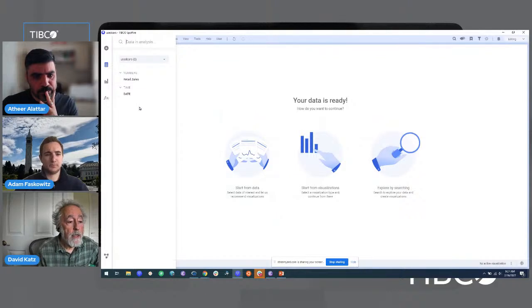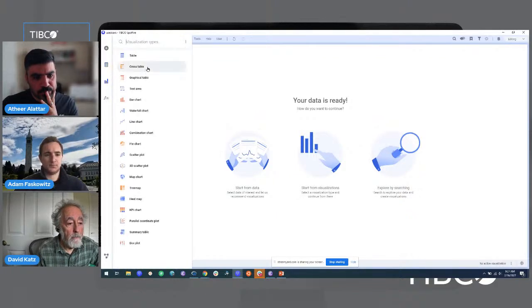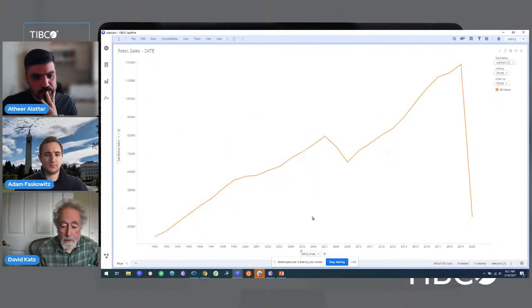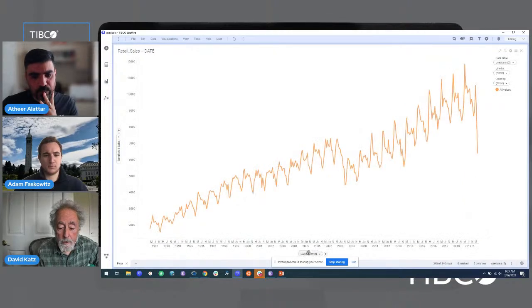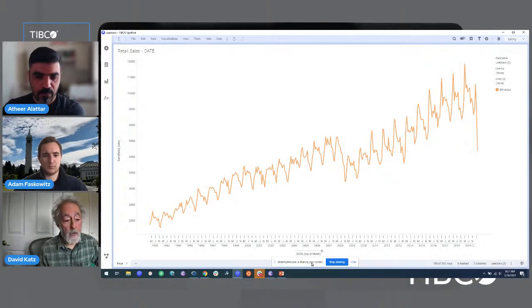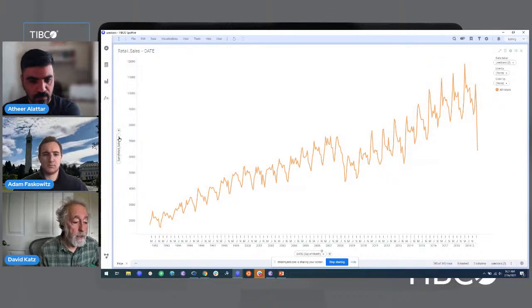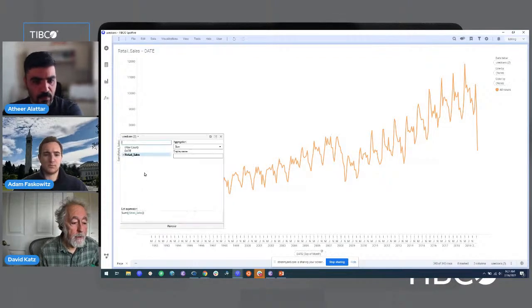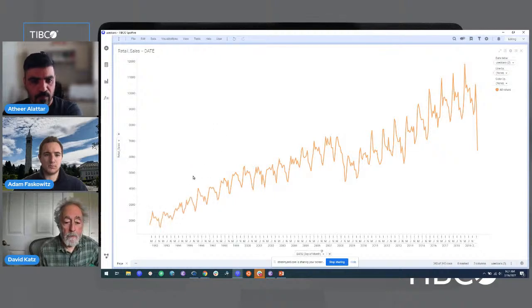So the good way to start, of course, is to create a visualization. Here's the date. It's a typical Spotfire thing where it cleverly makes different levels of a hierarchy, and then you have the retail sales. It says sum of retail sales by default, but since there's only one observation per time, it really doesn't make a difference if you take that summation away.